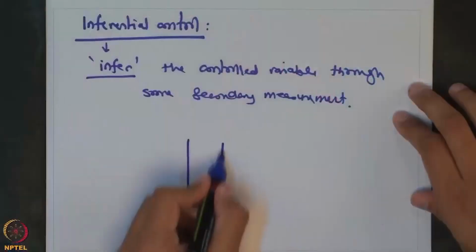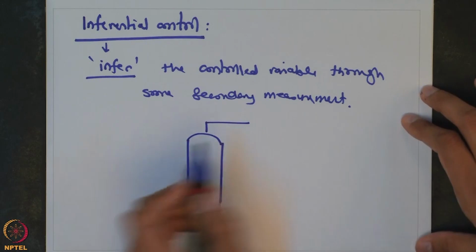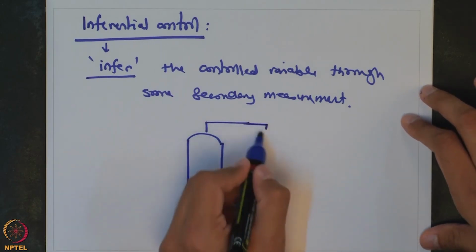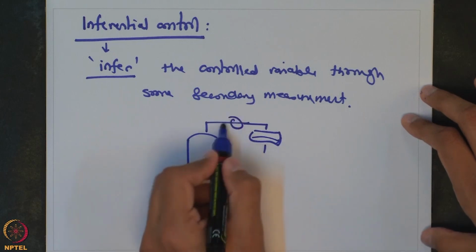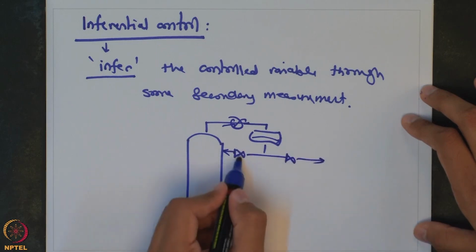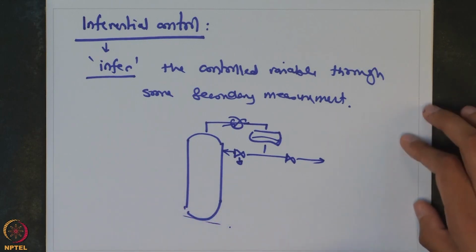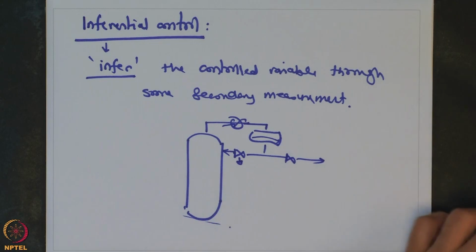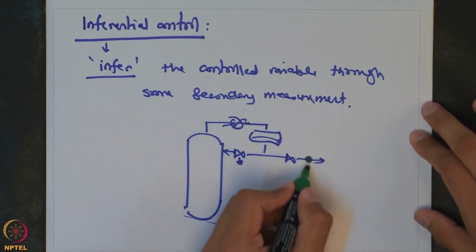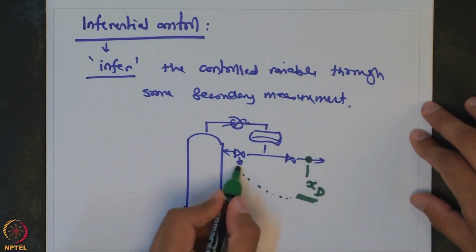Let us again go back to our very commonly used separation process, distillation, and you know that in distillation we are interested in controlling the top purity. So let us say this is the top of the distillation column. I am not showing whatever is happening in the bottom of the column. What we are interested in is maintaining this final product purity, and accordingly we want to control the reflux rate.